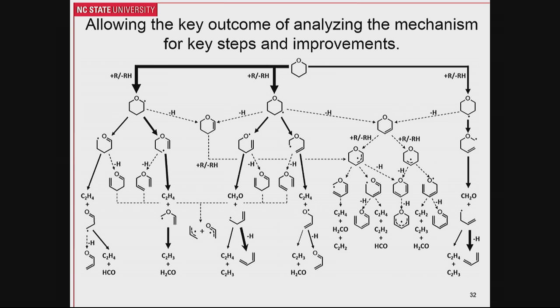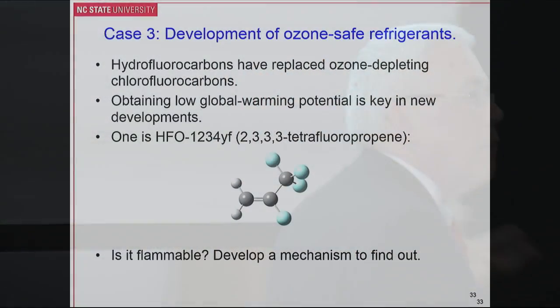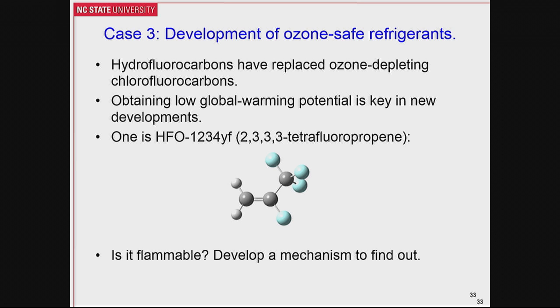So we can pick apart how it's going on, also giving us a sign that if we're expecting to get a better understanding of this reaction, we won't see it from this experiment. We can from this experiment. Case 3 is related to that, but it's saying how do you come up with ozone-safe refrigerants?